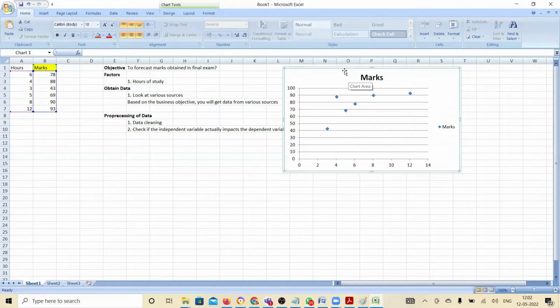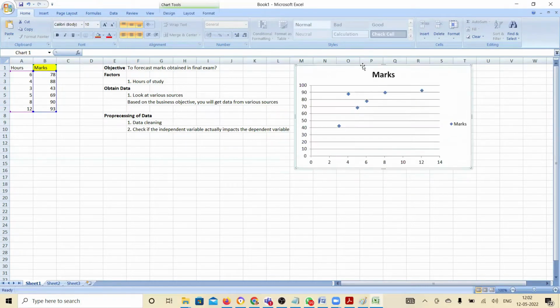Yes, yes. So what I did just now, I created a scatter plot here. Now, when you look at the scatter plot, what do you see? Do you see any kind of trend in the data? As the number of hours increases on the x-axis, your marks increase on the y-axis. Correct? So you see that there is some correlation. That means it is possible to predict marks based on the number of hours.